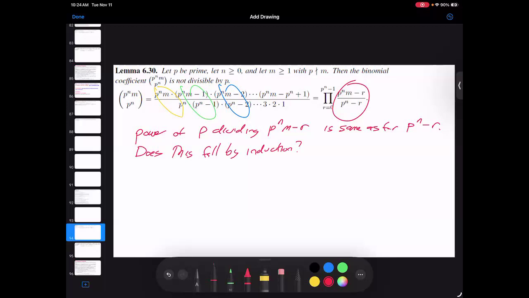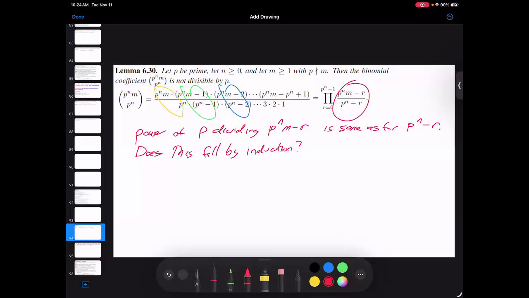M equals 1 is very easy because then you just have p to the n minus r divided by p to the n minus r. It's always going to be 1. So clearly it's never going to be a multiple of p. And then just assume that it's true up to m and then show it's true for m plus 1. And if you can do that, then you're done. Okay, so that's one good way to do this.